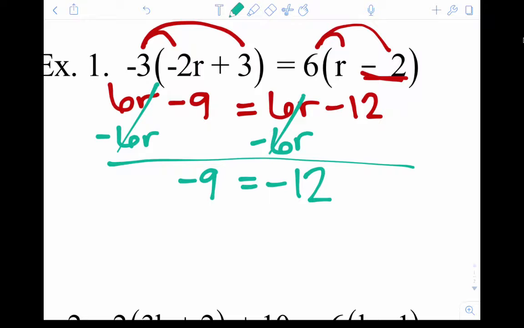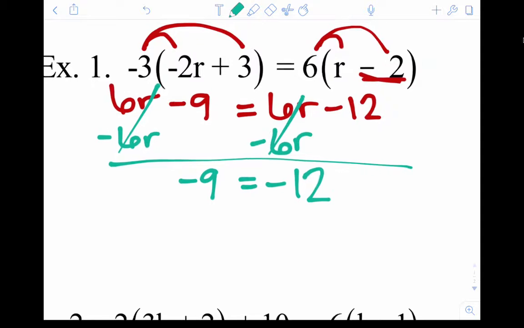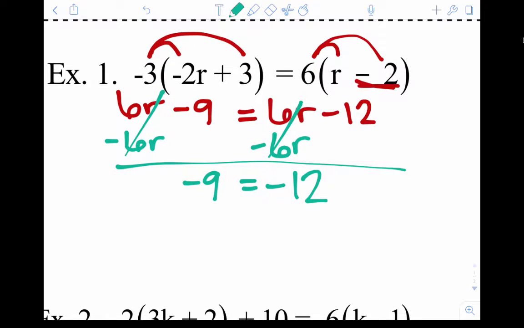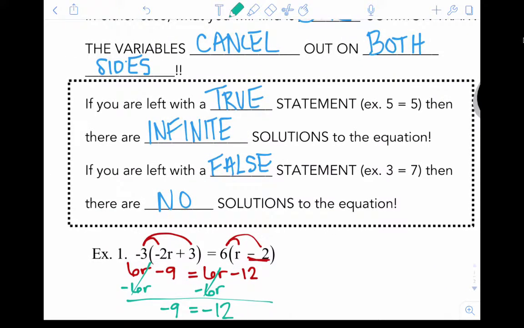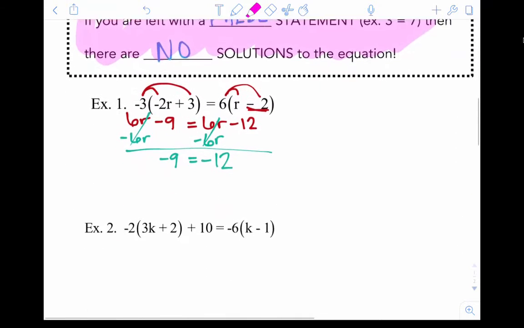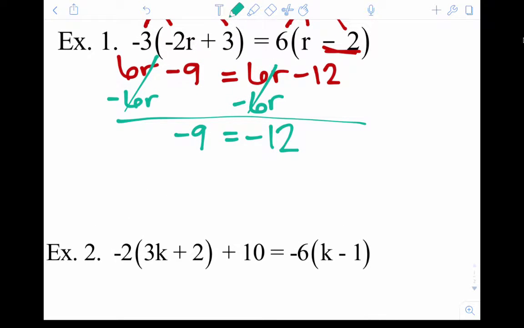This is the right answer here, but this is not what you're going to leave your answer as. Your answer is not negative 9 equals negative 12. You need to tell me what that means. So if we look back up into our box, we see that negative 9 equals negative 12 is a false statement. And so we're looking at this part right here. When we have a false statement, then there's no solutions to the equation. So my answer here is no solutions.